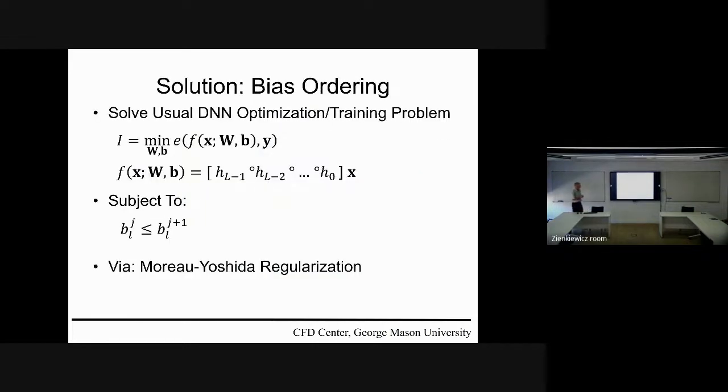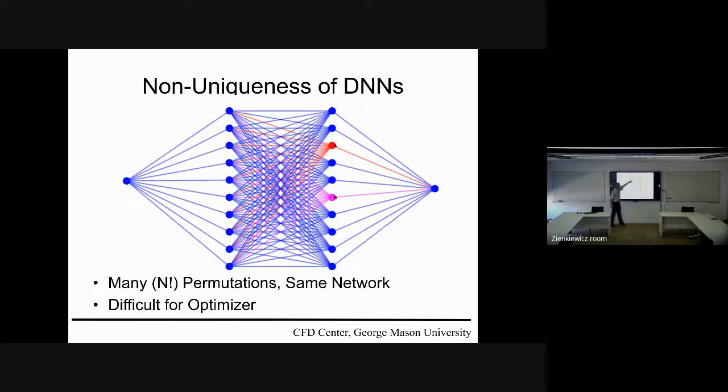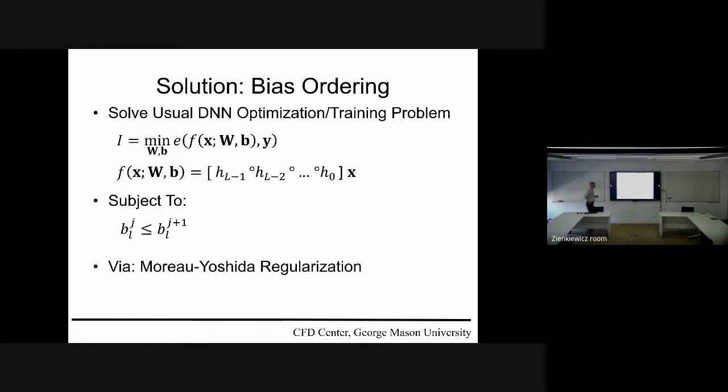So you say, well, wait a minute, can't we do something better? What we tried to do was order the biases in a monotonic way in each layer. At least that would give you a unique solution. So we take the minimum. This is the same statement that we had before, but now we subject this to a monotonically increasing bias in each layer. And that's done via Moreau-Yoshida regularization. You just add a regularization term to this error term.